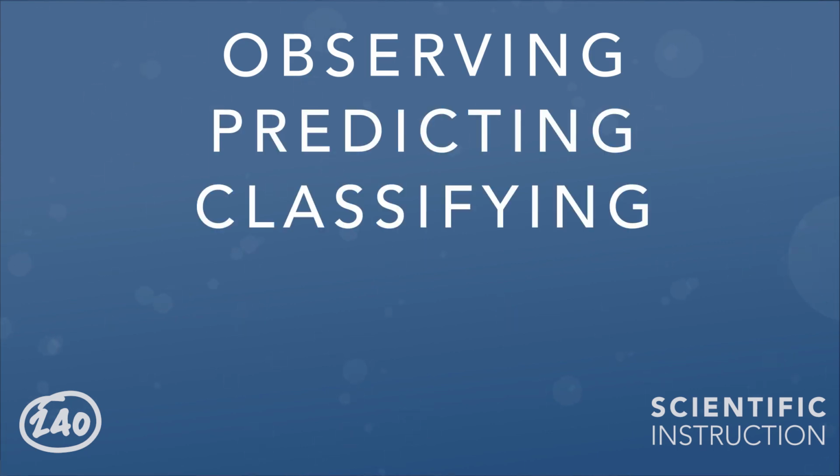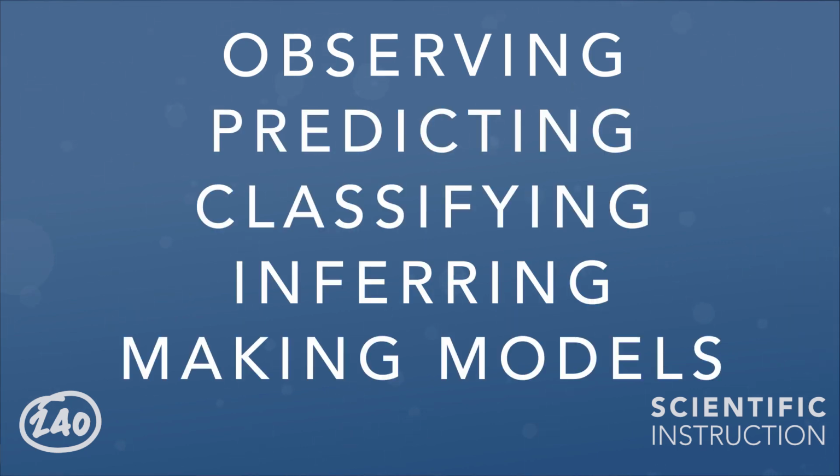Now, the first big concept to know is the process of scientific inquiry. And scientific inquiry really relies on a few basic skill sets. Those skill sets are observing, predicting, classifying, inferring, and making models. And really, scientific inquiry is just the process of using those tools, the observing, predicting, and classifying, to help better understand the world in which we live.